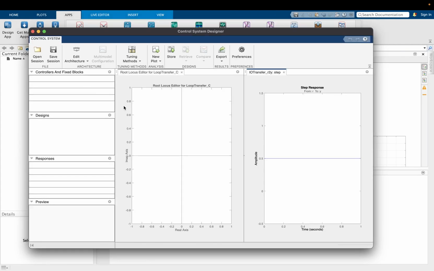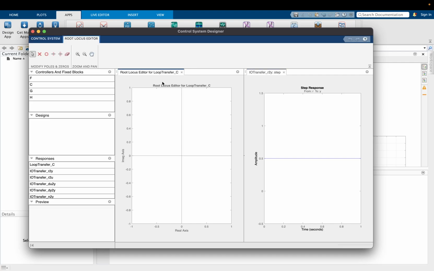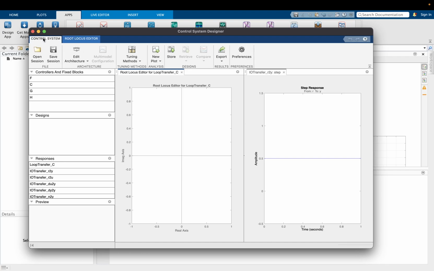So in this one you can see the root locus editor is here. I can add poles, I can add zeros, so these are real and these are complex. I can add that and check the step response. So I will show you how the step response and all varies with adding open loop poles and zeros.